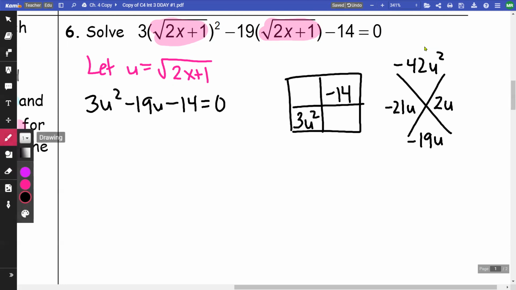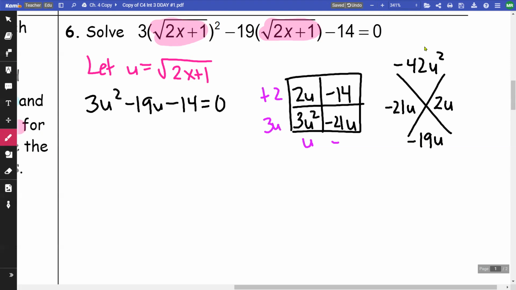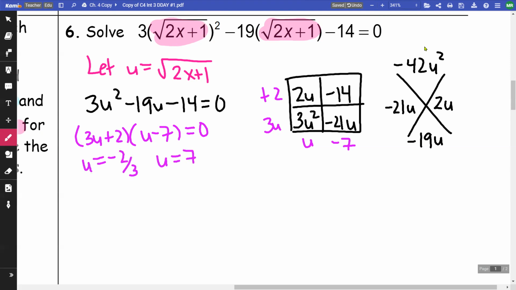So I'm going to put my positive 2u here just because of spacing. I'll put my negative 21u here. And let's see, on the outside, I'm going to have a 3u and a u times 2 and 3u times a negative 7. So my factors are going to be 3u plus 2 times u minus 7 equals 0. I'm going to solve each of these for u by setting each factor to 0. So u is going to be a negative 2/3 and a 7.